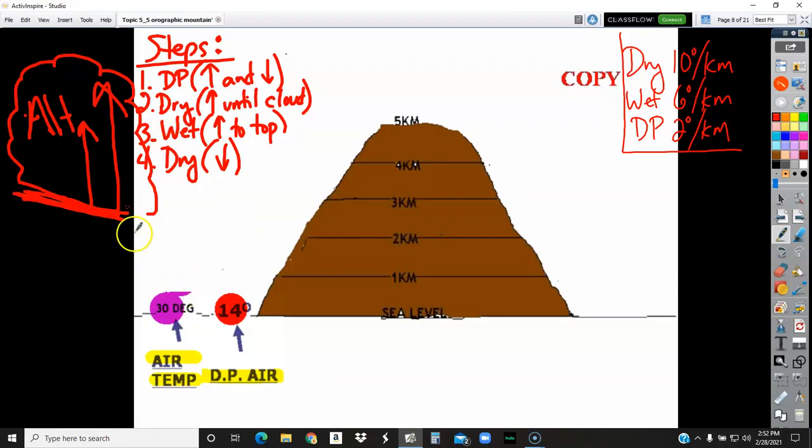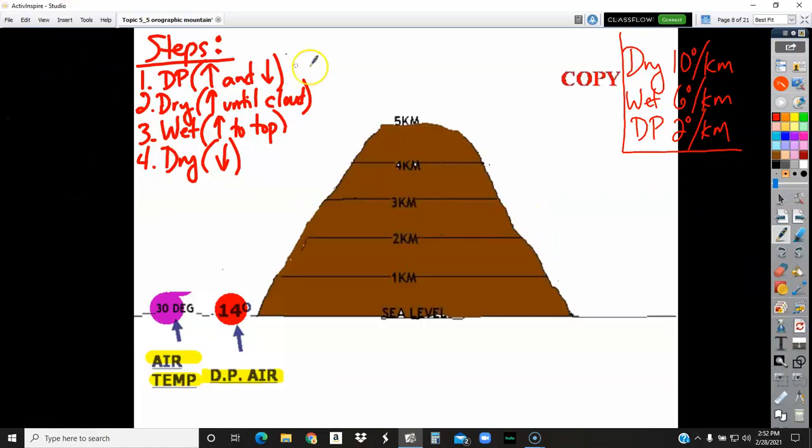And what we're looking for, again, is when the air temperature equals the dew point temperature. When the air equals the dew point. So I listed the steps over here. Let me reset this. Okay.